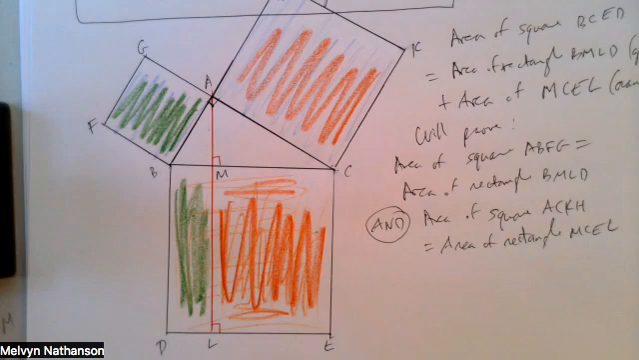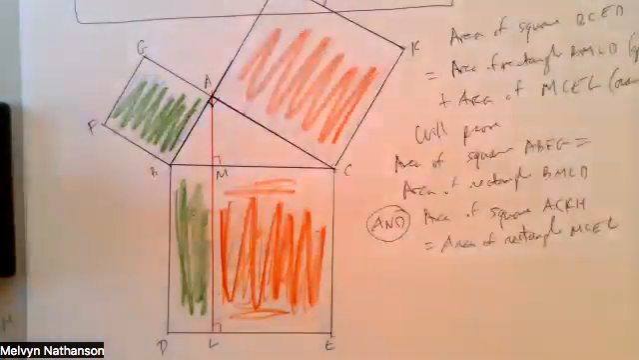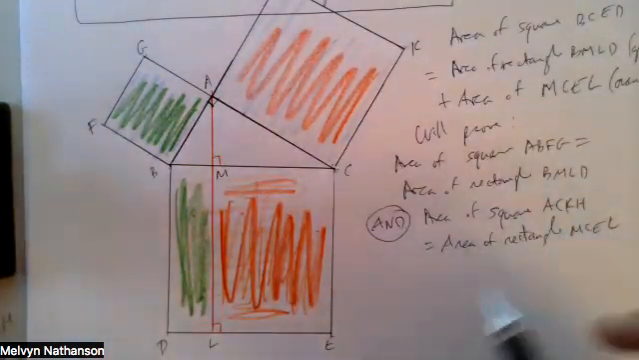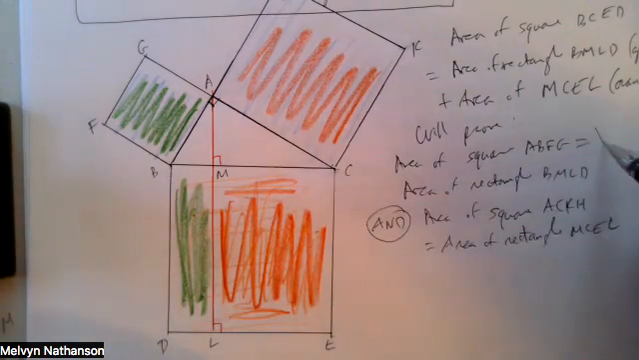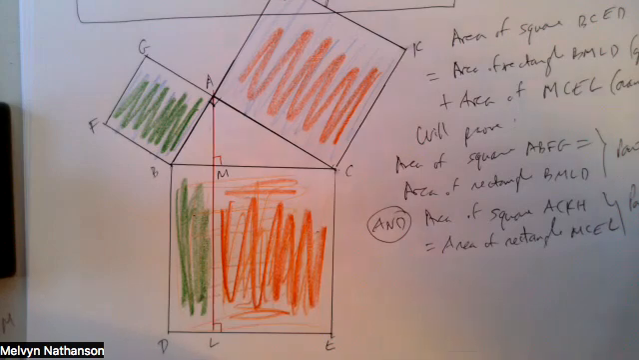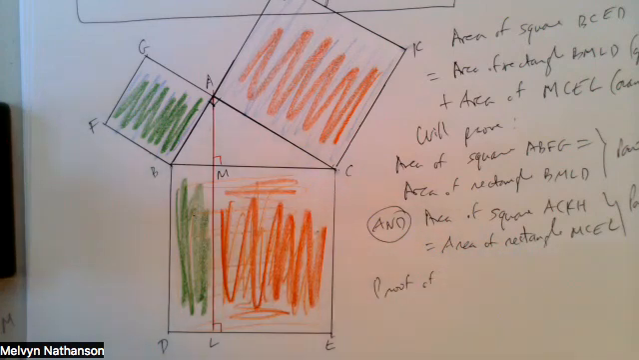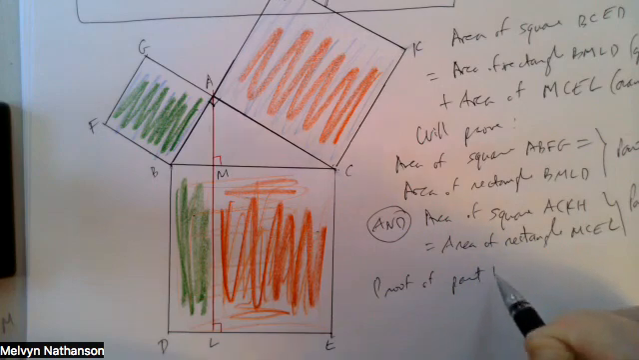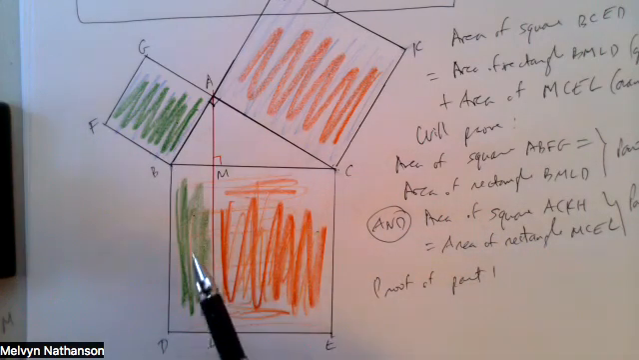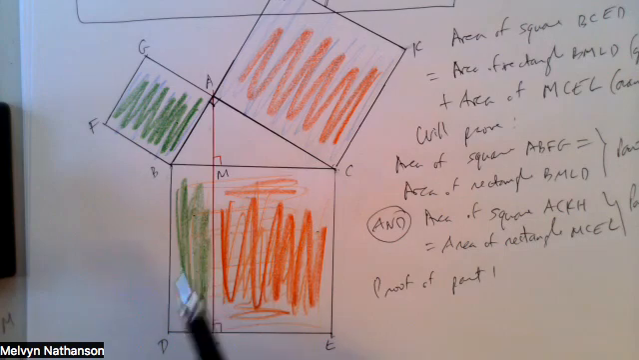And the way we do that is very clever. So we're going to do, and these two parts are done separately. So this is, if you like, part one, and this is part two. So what is the proof of part one? That's the green square has the same area as the green rectangle.